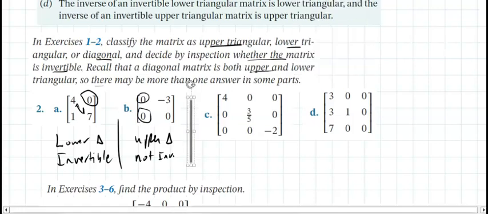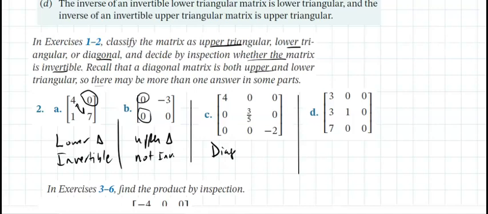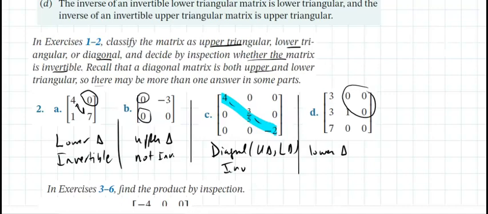If I get to the next problem and proceed, there are a lot of classifications in this section. Here we would say this is a diagonal matrix, which means it's both upper triangular and lower triangular. Since none of the entries across the diagonal are 0, we say this is invertible. And the last one is obviously lower triangular, and it is not invertible since we have a 0 on the diagonal.